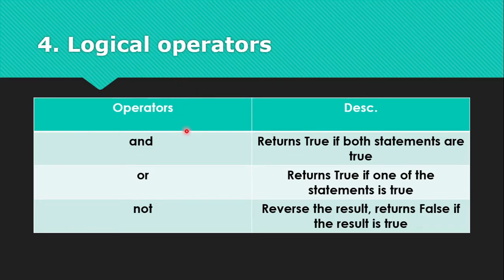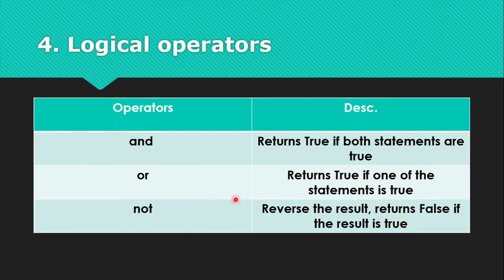And then again we have this or operator. Right here you can see it returns true if one of the statements is true. This means if any one of the conditions is true, then it will give the result as true. And not reverses the result, returns false if the result is true. Let's say if I am saying that 2 is not 5, then it will give us the result as true. That is the thing it does.